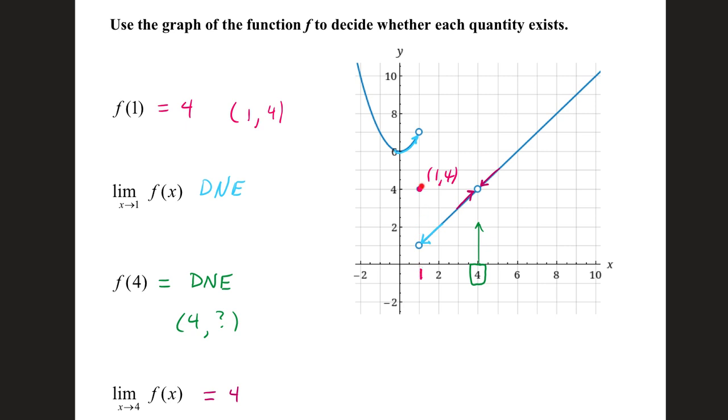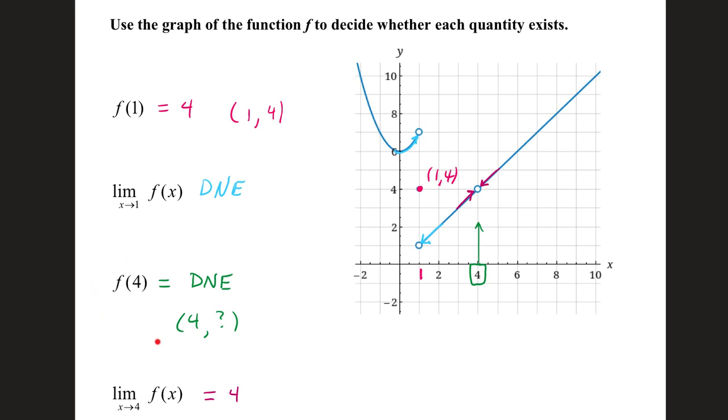This graph only has a defined point at (1, 4). So that function value is 4 because, even though there's two hollow points, this point is defined, its x value is 1, and you're looking for 4. That's the y value paired with 1.